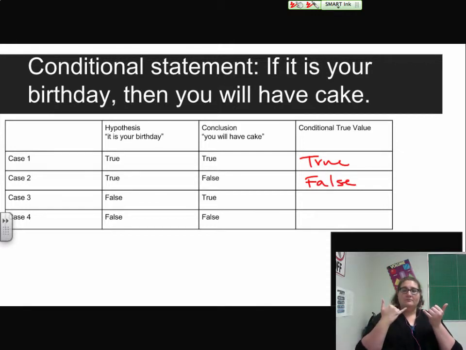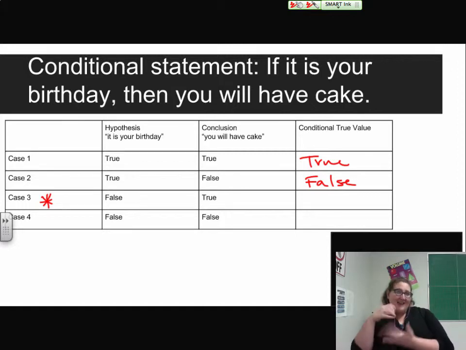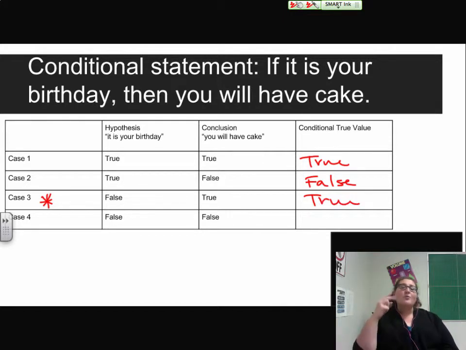Now this is the one that gives people the most fits. It's saying that it's not your birthday, but you got to eat cake. So is the conditional value true or false? It's true. Because we're looking at the conclusion, and if the conclusion is true, the conditional statement is true. In case 4, it's basically saying it's not your birthday, you didn't get to eat cake. So did you get what you expected? Since it's not your birthday, you didn't get to eat cake, it makes it a true statement.